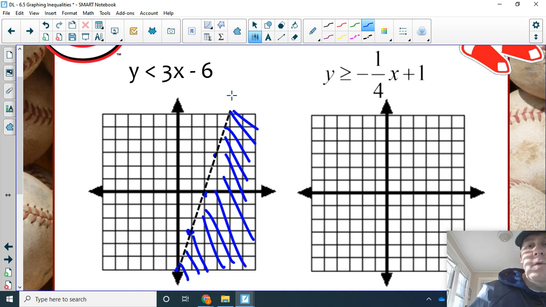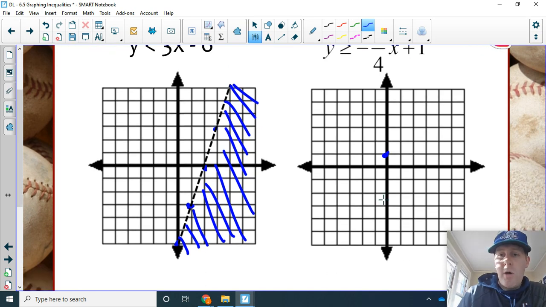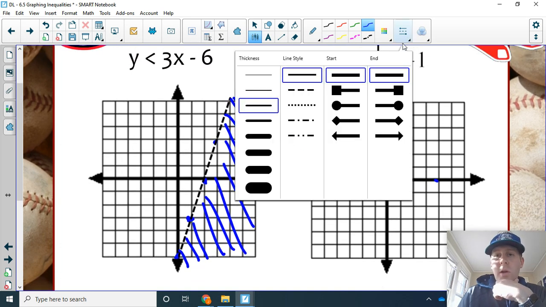Next one, y is greater than or equal to -1/4 x plus 1. Its y-intercept is +1, so we're going to show it crosses here. Slope of -1/4, so we're going to go down 1 over 4, down 1, 1, 2, 3, 4. I'm kind of out of room, so instead I'm going to go up 1 and to the left 4. Since y could be equal to, we're going to use a solid line.